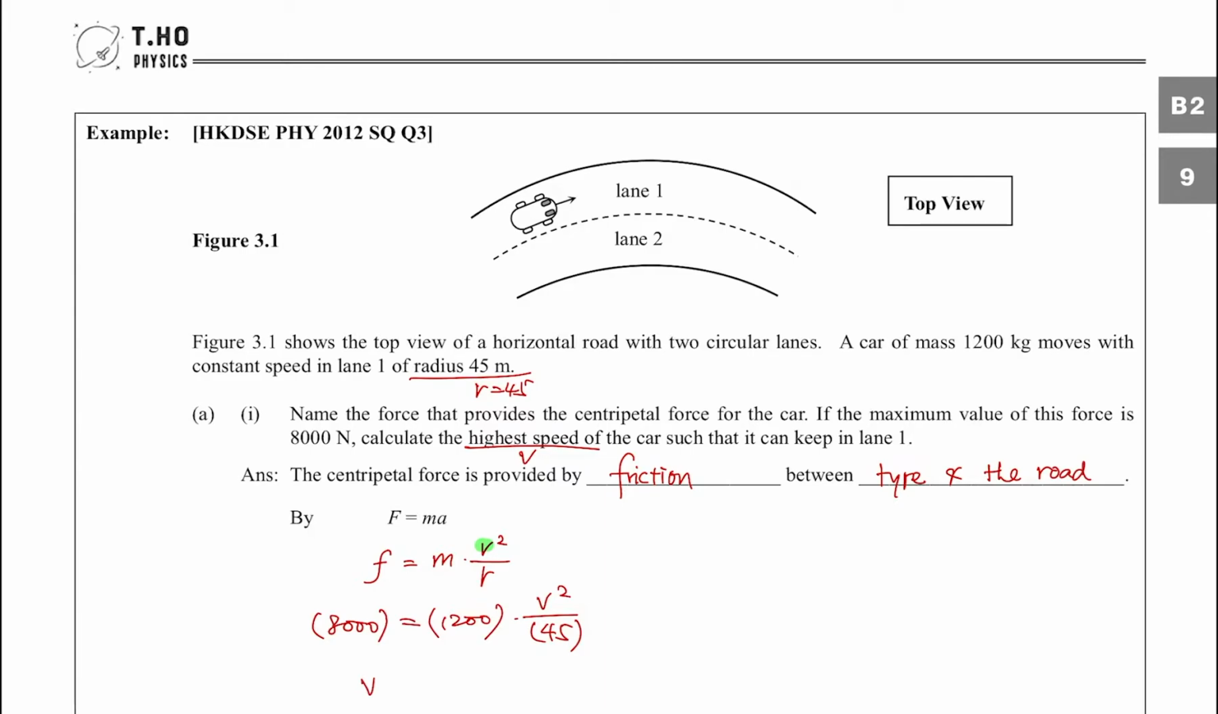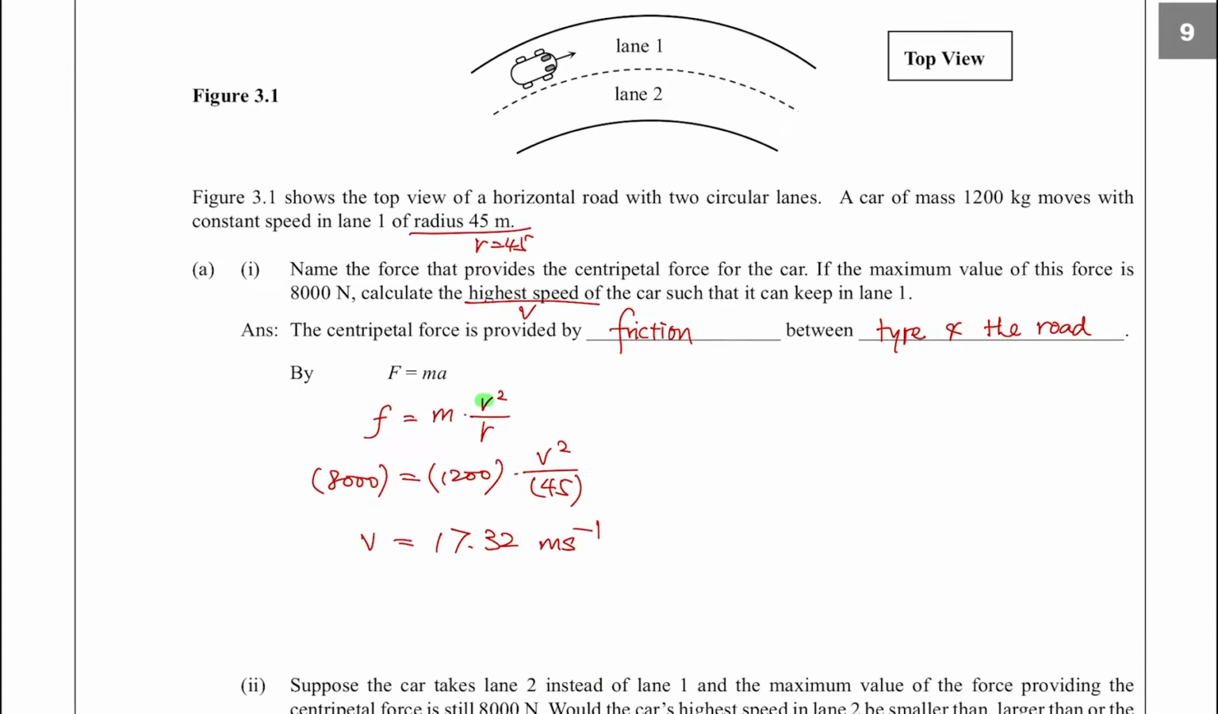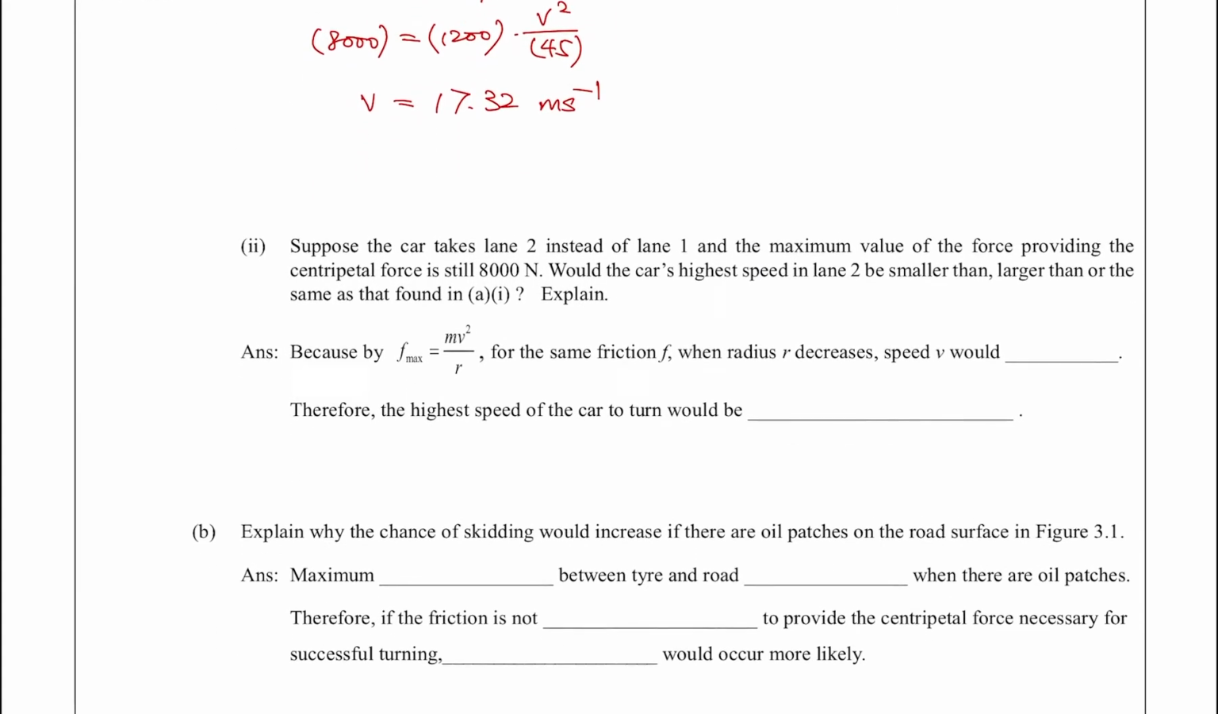So solving this equation, we have v is equal to 17.32 because we are talking about the speed. The unit is meter per second.